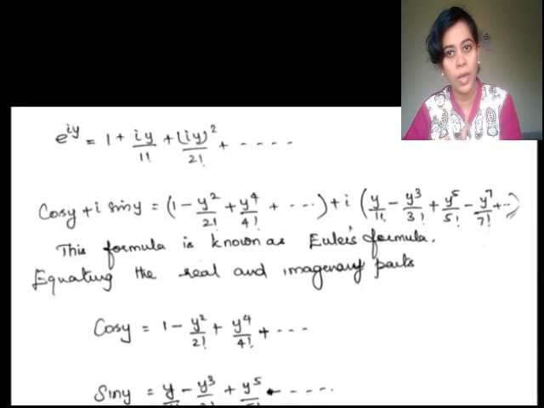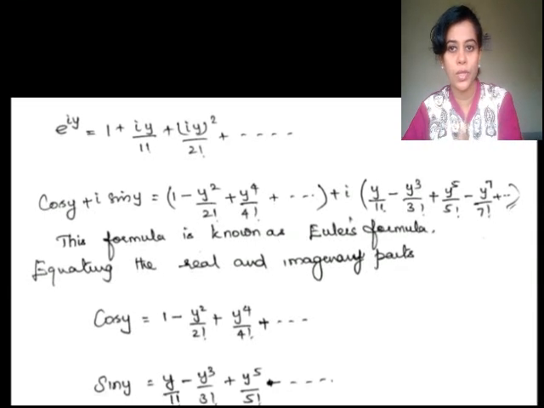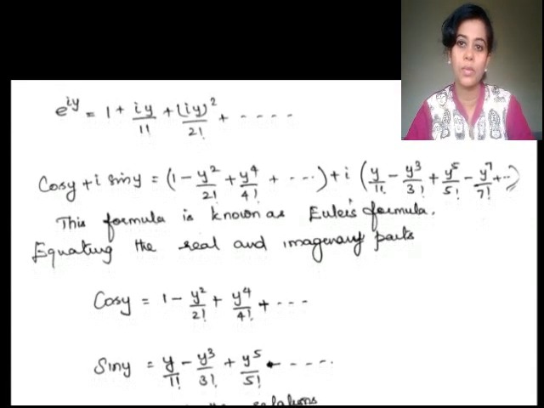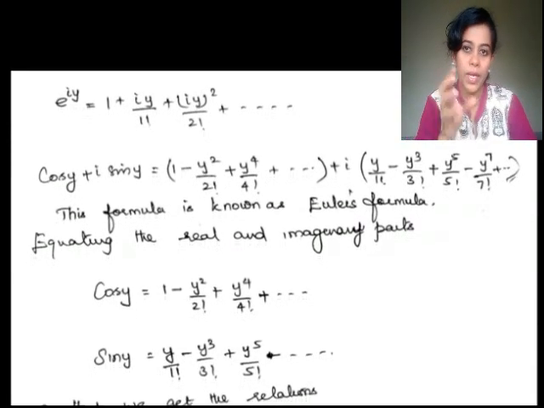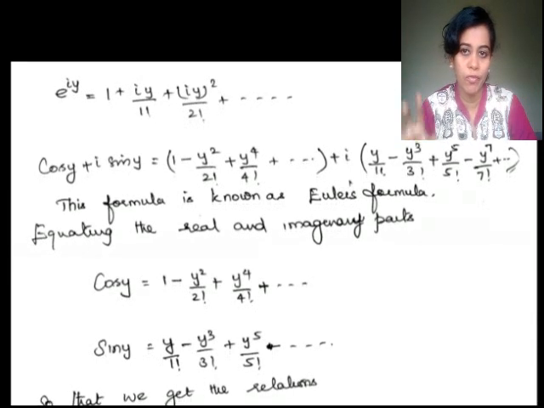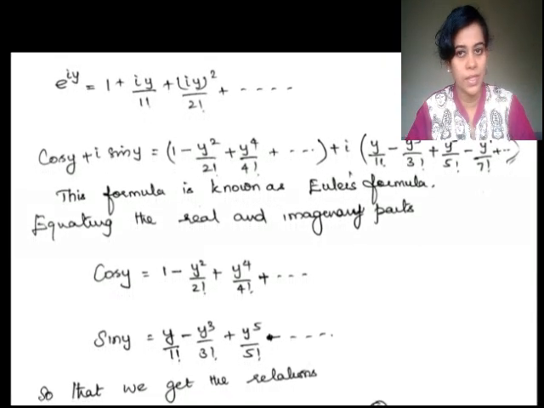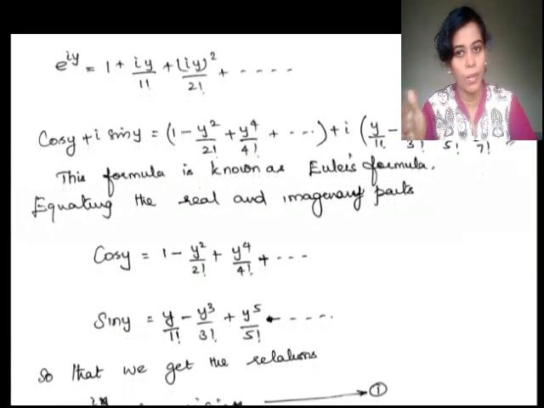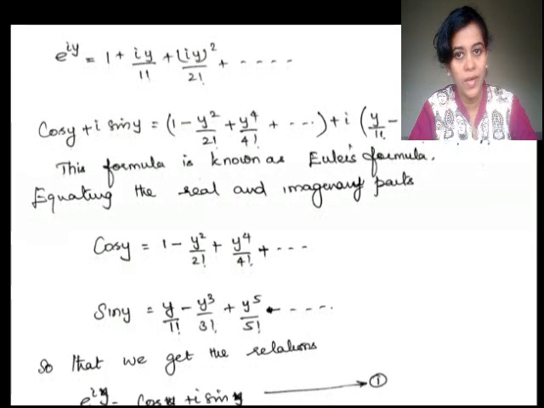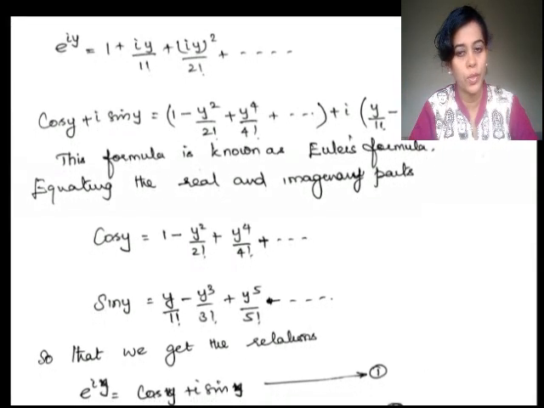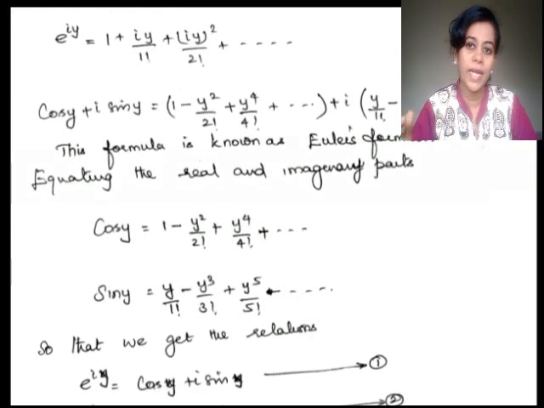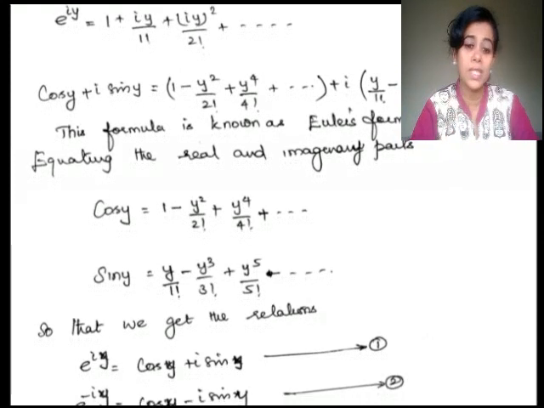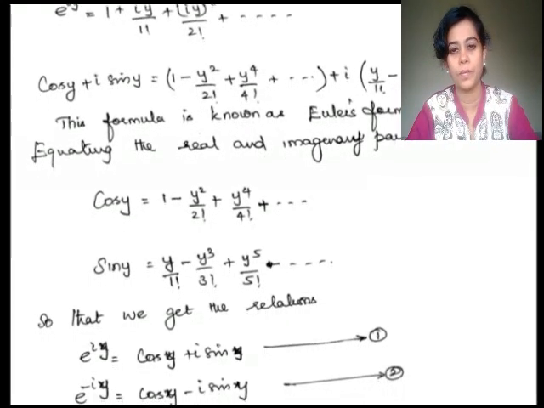The next term will be grouped under the imaginary portion. The next term of the real portion is y power 4, because i power 4 is 1. So the next term will be y power 4 by 4 factorial plus etc. In the imaginary portion, we get i times y by 1 factorial minus y cube by 3 factorial plus y power 5 by 5 factorial plus etc. So we get the series with alternating plus and minus terms. This formula is known as Euler's formula.